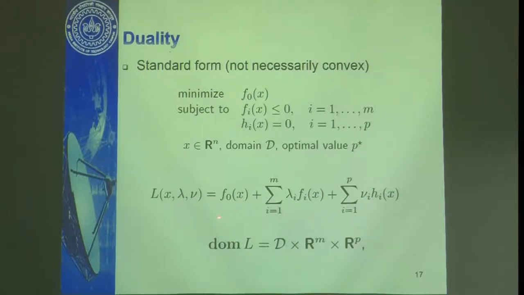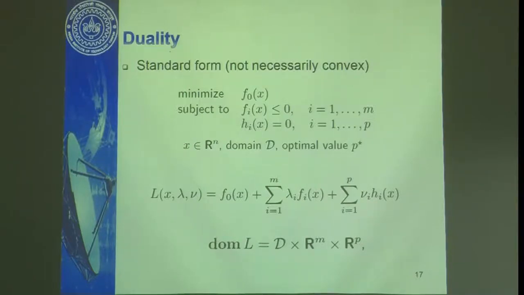By the way, the Lagrangian is what kind of function in x? If this problem is convex, is the Lagrangian a convex function of x? If f0 of x is convex, fi of x is convex, and h of x is affine, in which case this will be a convex problem, then the Lagrangian will be a convex function as long as lambda i is positive. Similarly, the Lagrangian is what kind of function of lambda and nu? It is a linear function of lambda and nu, right? The Lagrangian depends on lambda and nu in a linear fashion.